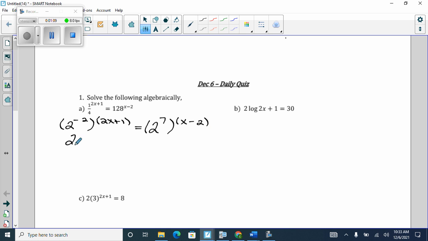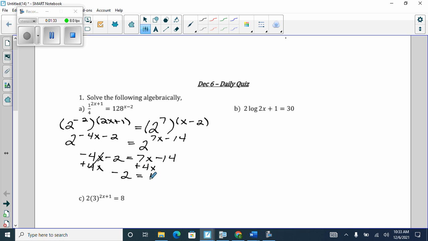All right, so we have 2 to the negative 4x minus 2 equals 2 to the 7x minus 14. Now once you have the base is the same, we can just set the exponents equal. 4x minus 2 equals 7x minus 14. I'm going to add my 4x. You could subtract the 7x, doesn't matter. Negative 2 equals 11x minus 14. Add 14. 12 equals 11x. Divide by 11. X equals 12 over 11.